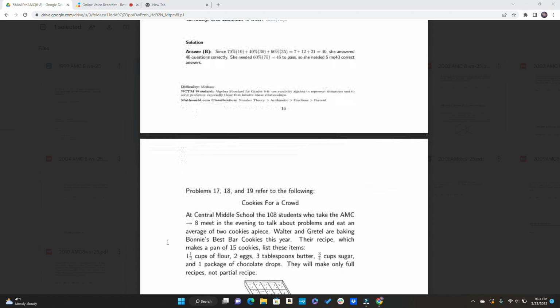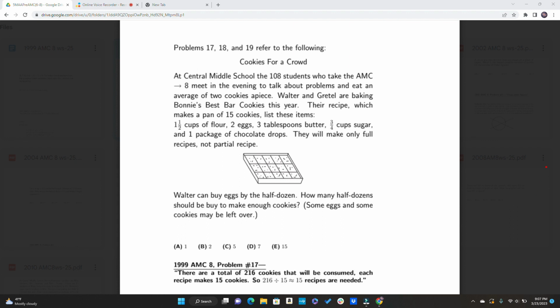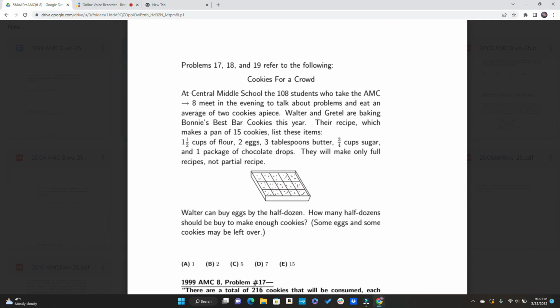All right. Moving on. So we've got 108 students. So we've got 15 cookies per pan. Always helpful to keep the details in mind. So Walter can buy eggs by the half dozen. How many half dozen should he buy to make enough cookies? So how many cookies does he need to make? So 15 cookies. And we know that needs 2 eggs. 108 students, we need to make 216 cookies. Let me pull up my drawing thing. 216 cookies.